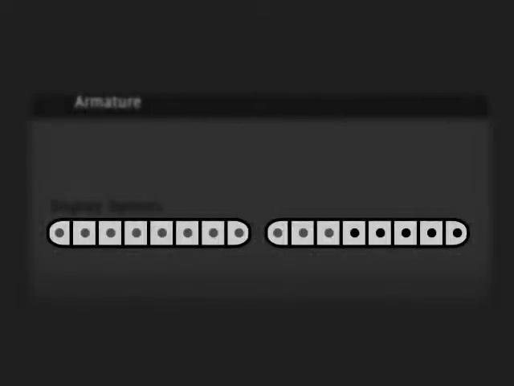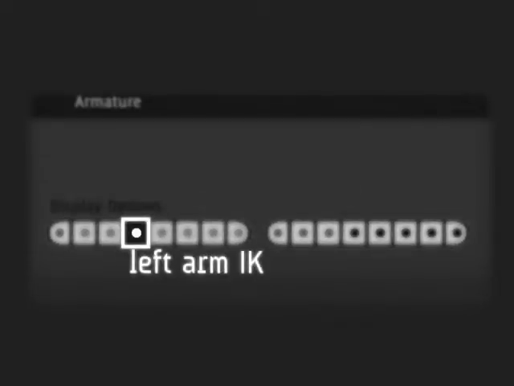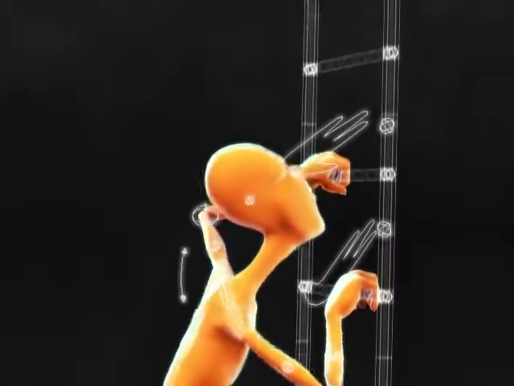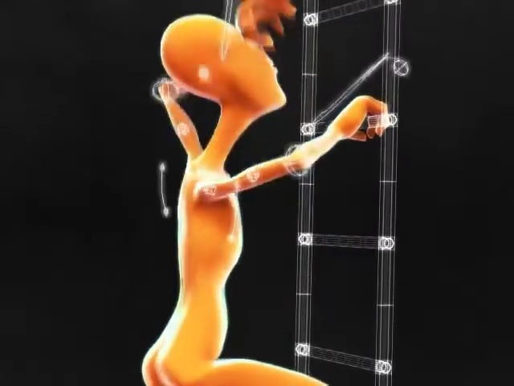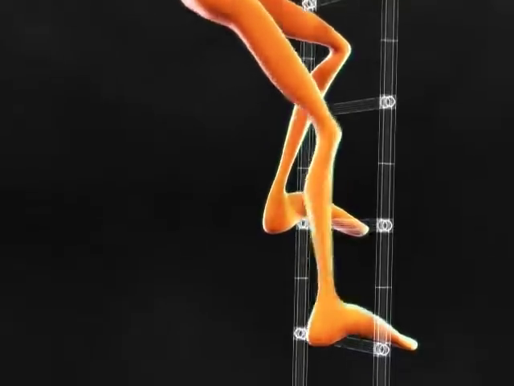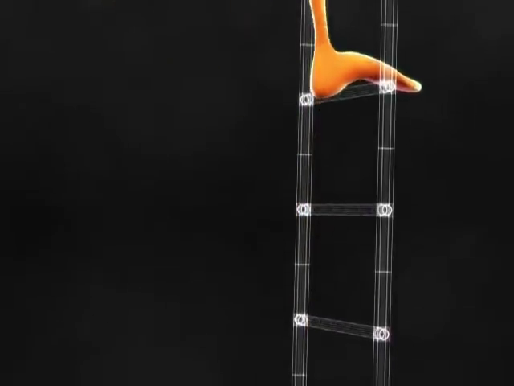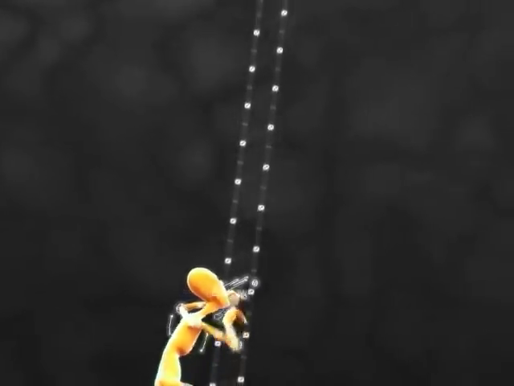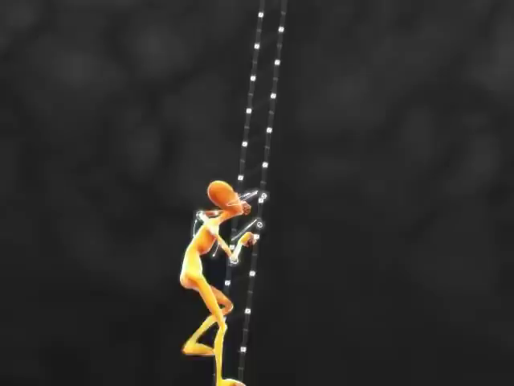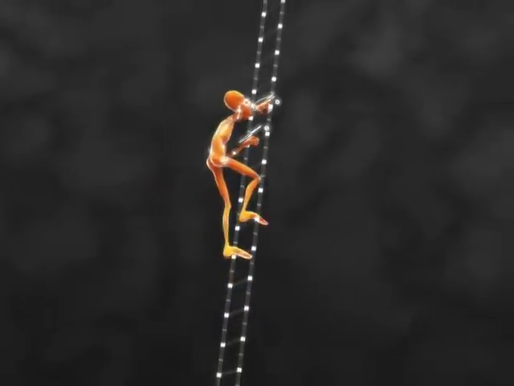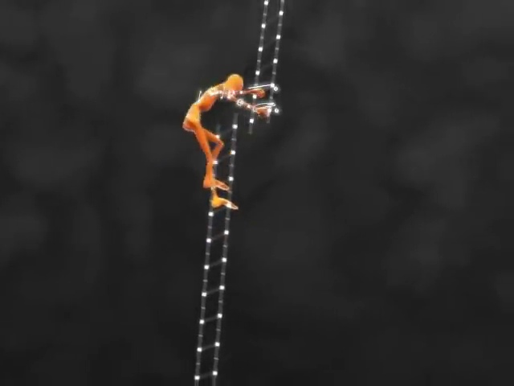Arm IK controls are on layers 4 and 7 for the left and right arm. The bend and shear controls are available in IK as well as FK. The arms can stretch as much as you like.